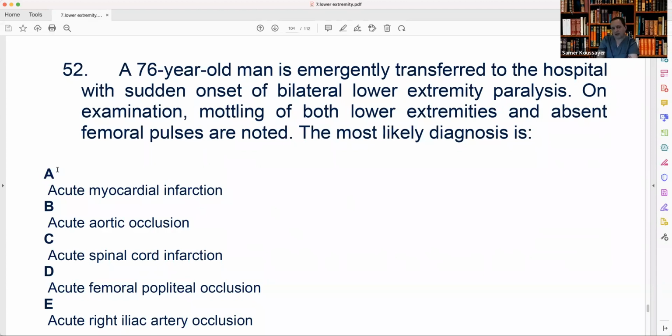I remember at least 2 cases like that. So you have to be very careful. Always examine the legs and be sure to check the pulses. If you check the pulses, it's very easy. Acute spinal cord infarction should have normal pulses. But the moment you lose the pulses, that means it's aortic occlusion.